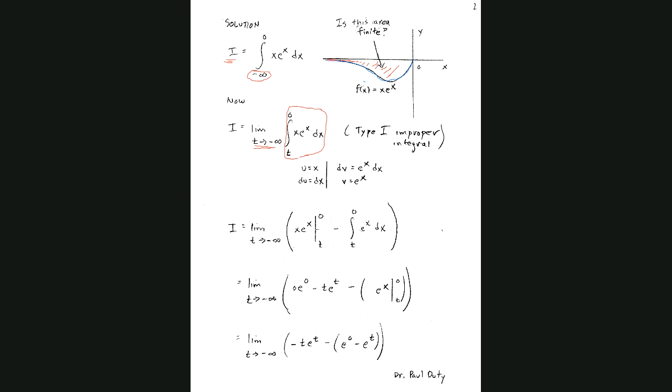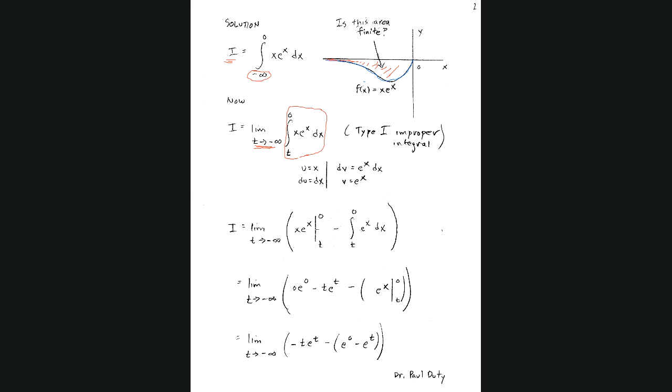So what I'm doing is writing this integral as the limit of a proper integral. The integral from t to 0 of x e to the x dx is a proper definite integral, and I can use any of my integration techniques on that because t is finite. However, what I'm going to do is let t go to negative infinity.